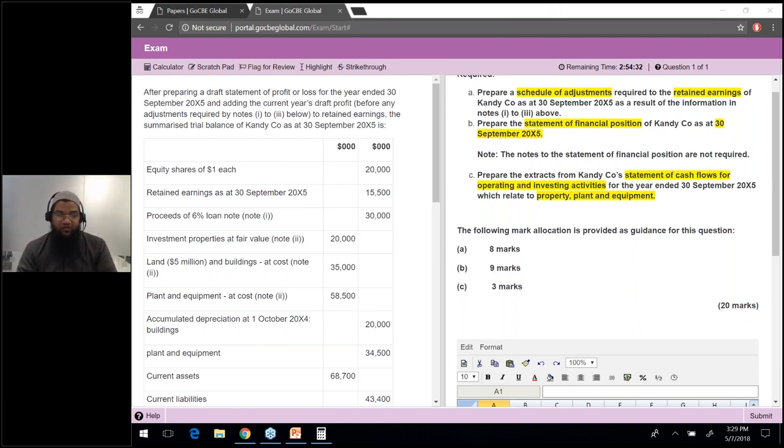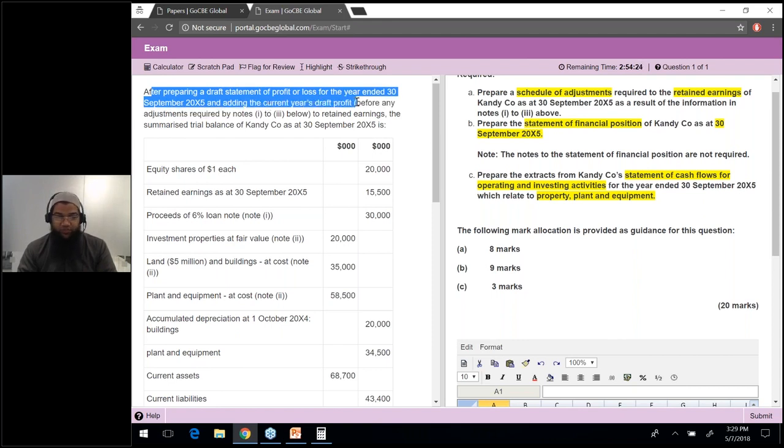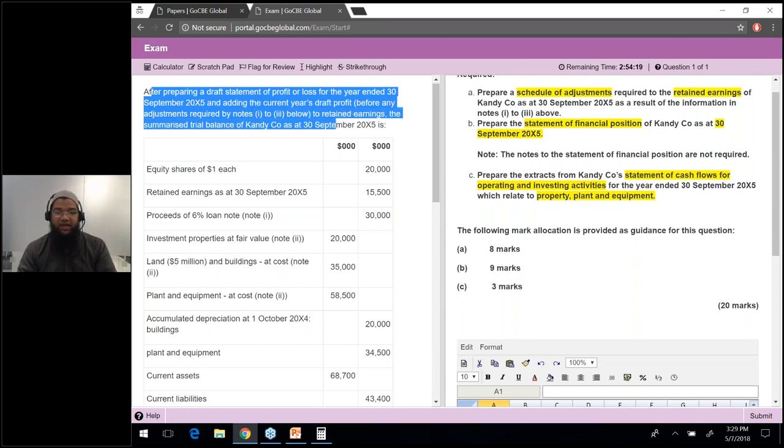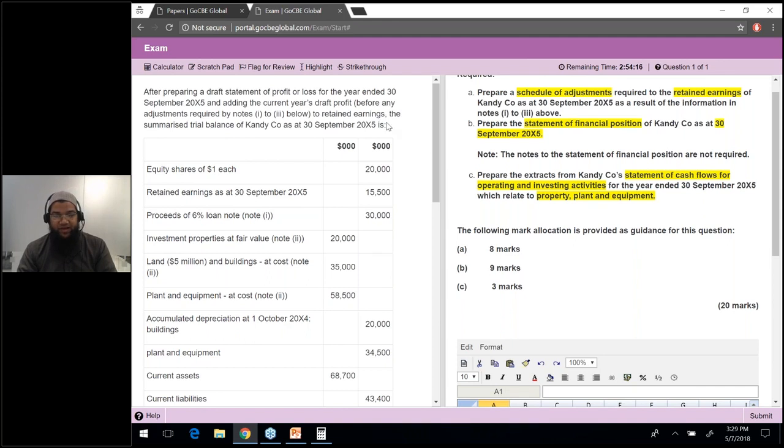So I'm starting the question: after preparing a draft statement of profit or loss for the year ended 30th September 20x5 and adding the current year's draft profit, before any adjustment required by notes 1 to 3 below, to retained earnings. The summarized trial balance of Candy as at 30th September 20x5 is as follows. So the question actually says that they have prepared a statement of profit or loss and then they have added the current year's draft profit. Added where? Added to the retained earnings.